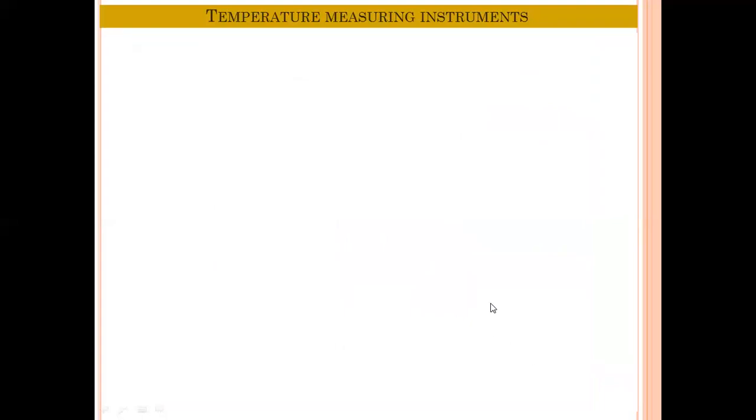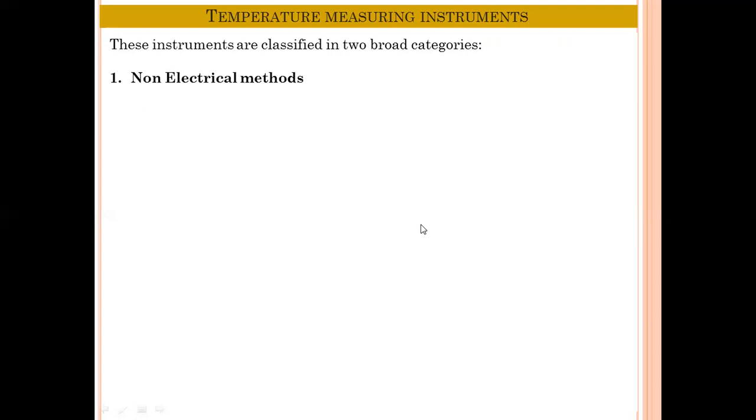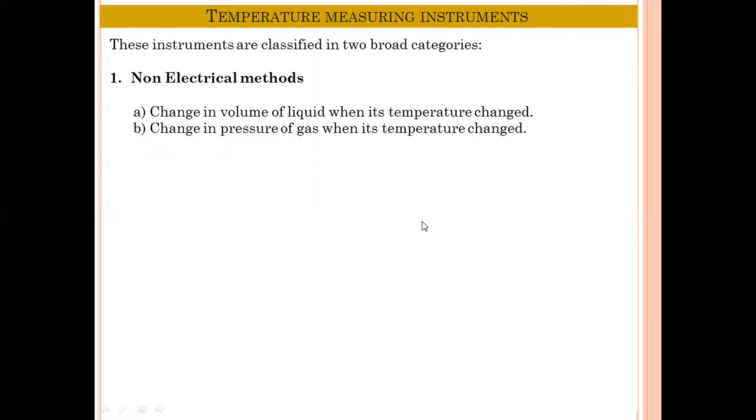Temperature measuring instruments. Temperature is generally measured by using two different types of methods, classified as electrical methods and non-electrical methods. Let us first discuss non-electrical methods. In non-electrical methods, the change in volume of a liquid or gas with its temperature is sensed, and with the help of that we can measure the temperature of any substance or body.